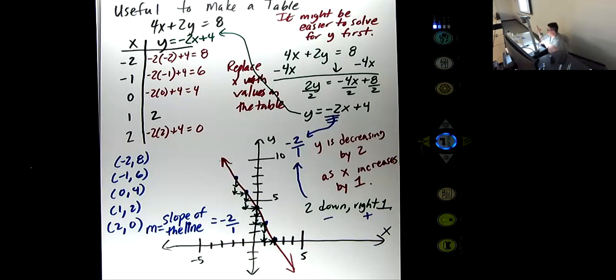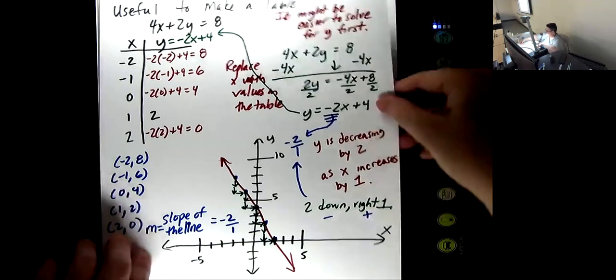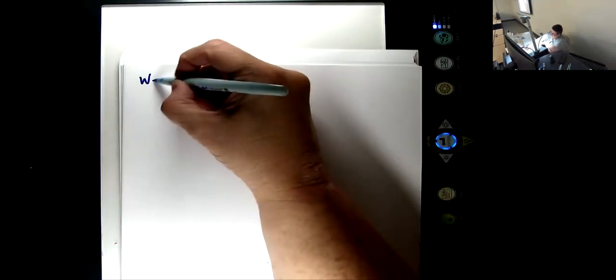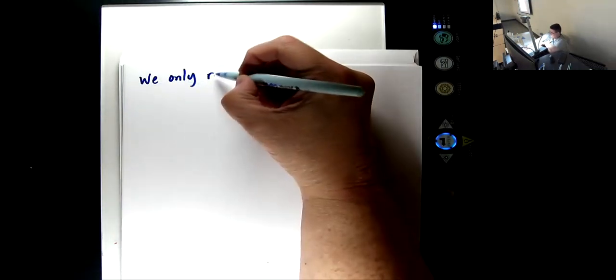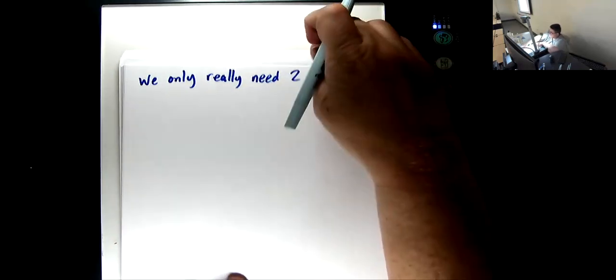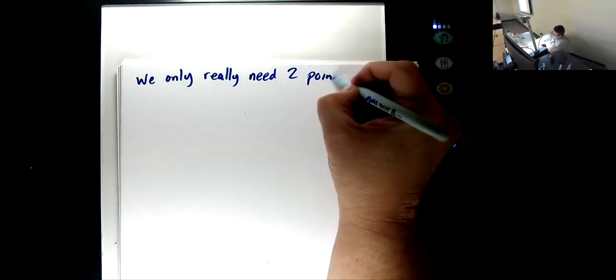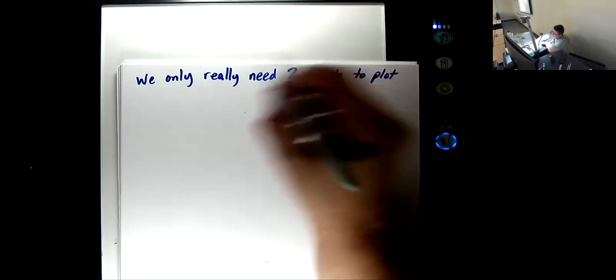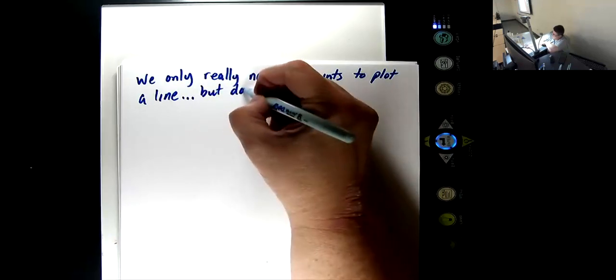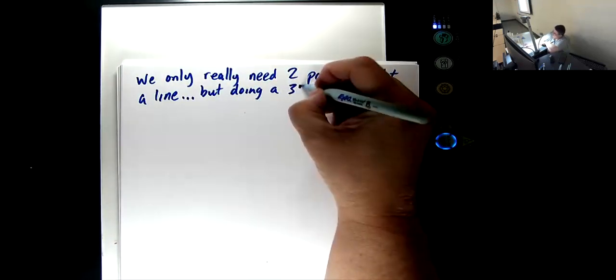Two. Since it's a straight line, we only need two. I need to know where I'm starting and where I'm going. So, did anyone need this up longer? We only really need 2 points to plot a line. But doing a third one is a great idea to make sure you didn't mess up on the first two.